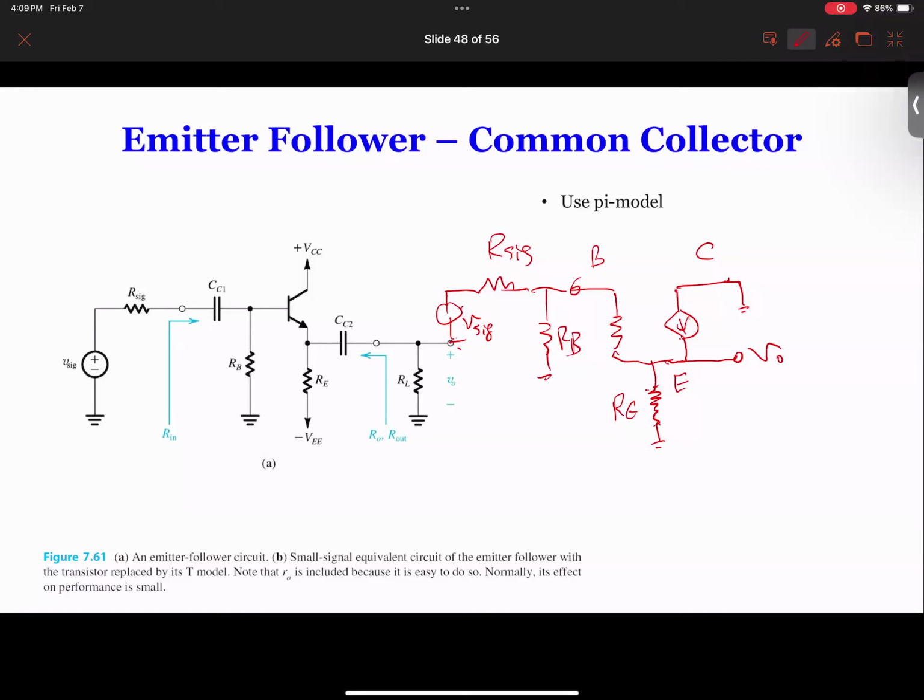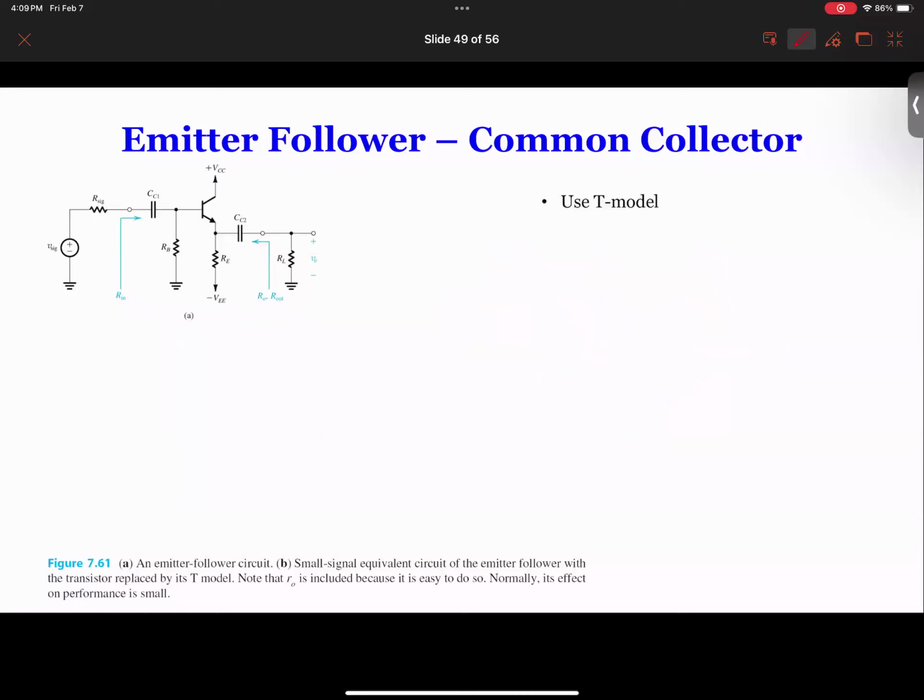You see the problem again. This R pi and RB, they're not in parallel, because you got something here. So if you want to resolve the circuit, you need to do nodal analysis over here, and you have to do another nodal analysis over here. So basically, you have to do two nodal analyses, and then you can find out the output voltage. The output voltage is the current over here times the voltage drop over here. So therefore, it's more difficult, so we don't do it, and therefore we use the T model.